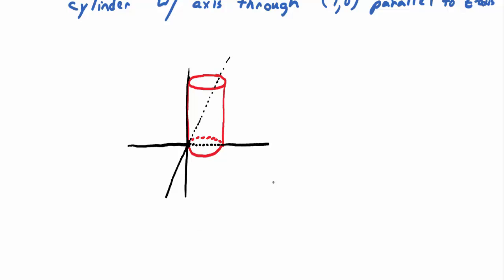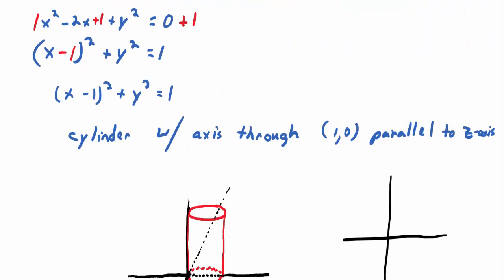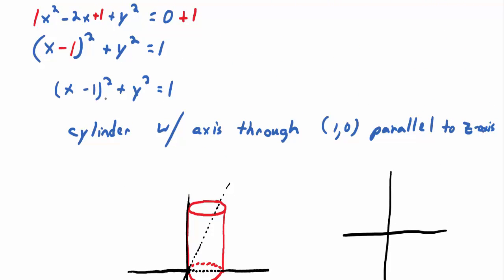From this view. Well, okay, graph it. If you're not sure, graph it in the XY plane. (1, 0) is the center of this circle in the XY plane, right? So (1, 0) would be here. What's the radius of this circle? 1. So in the XY plane, wouldn't it look something like this?